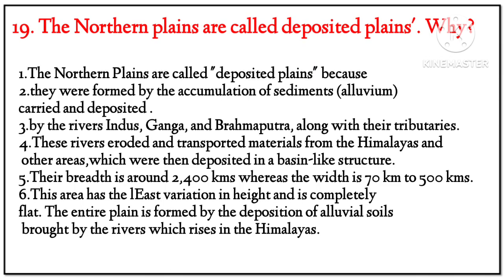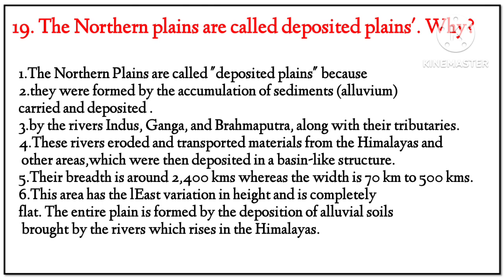19. Why are the northern plains called deposited plains? Our answer: the northern plains are called deposited plains because they were formed by the accumulation of sediments, alluvium, carried and deposited by the rivers Indus, Ganga, Brahmaputra along with their tributaries. These rivers eroded and transported materials from the Himalayas and other areas which were then deposited in the basin-like structure.